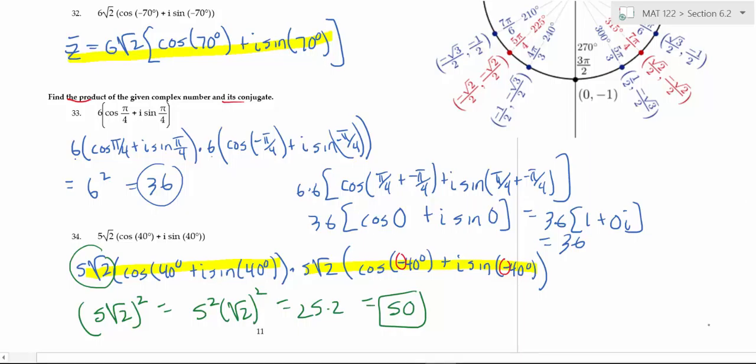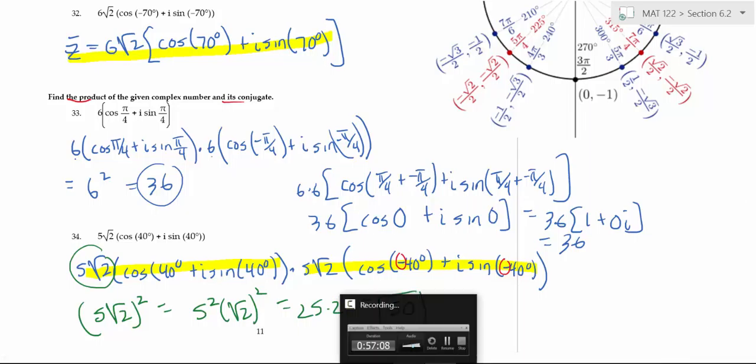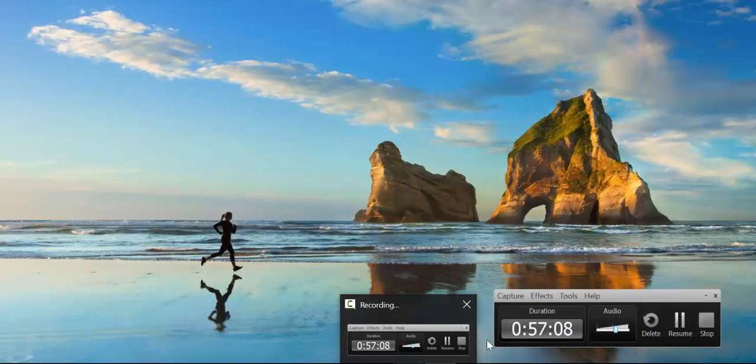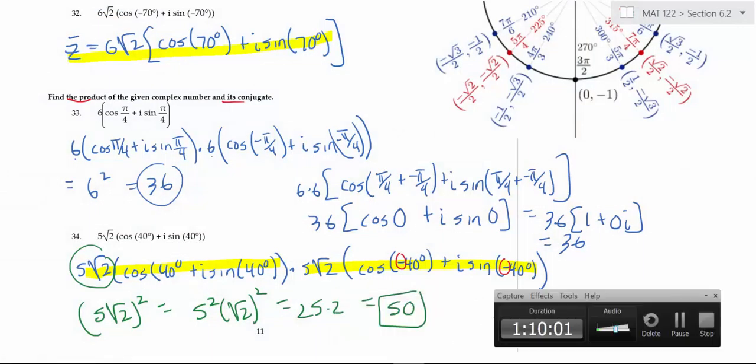Okay, so that will wrap up everything we need to know in this section. It's a very abstract section. It's not a hard section to learn. Most of the trigonometry relates very nicely to the unit circle. So I hope that helps you to learn the material in this section.